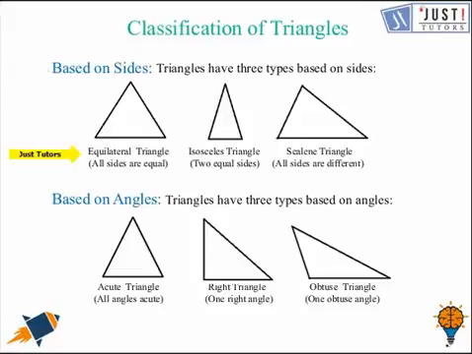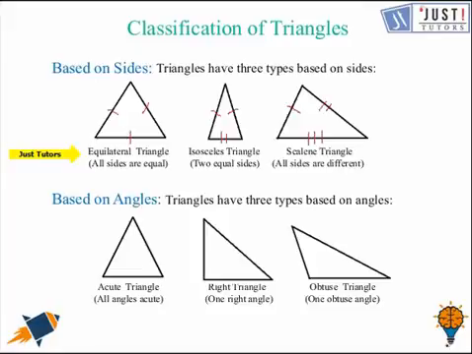The first one is equilateral triangle, where all the three sides are of same length. Then we have isosceles triangle, where two sides are of equal length. However, the third one, it's of different length. Then we have scalene triangle, where we have all the three sides of different lengths.